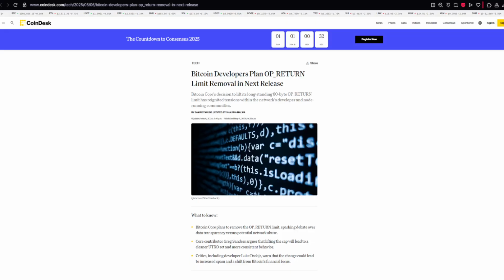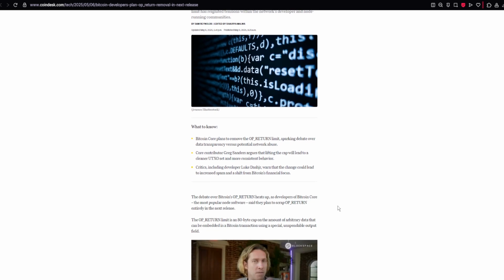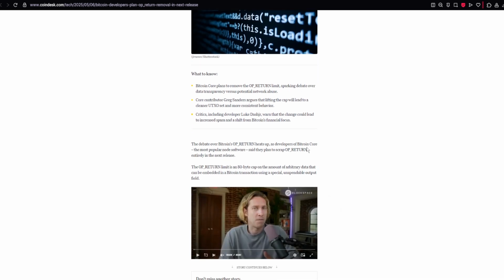Now, let's look at some news. First up, we have a follow-up story to the op return drama. Apparently, Bitcoin Core is actually planning to go through with this unwanted update. Bitcoin Core plans to remove the op return limit, sparking debate over data transparency versus potential network abuse. Core contributor Greg Sanders argues that lifting the cap will lead to a cleaner UTXO set and more consistent behavior. Critics, including developer Luke Dashjr, warned that the change could lead to increased spam and a shift from Bitcoin's financial focus.